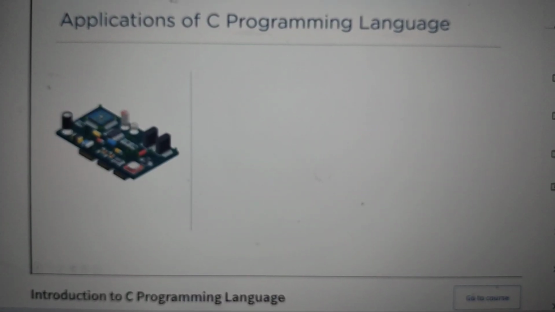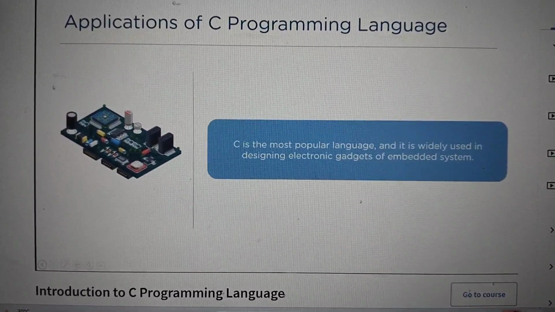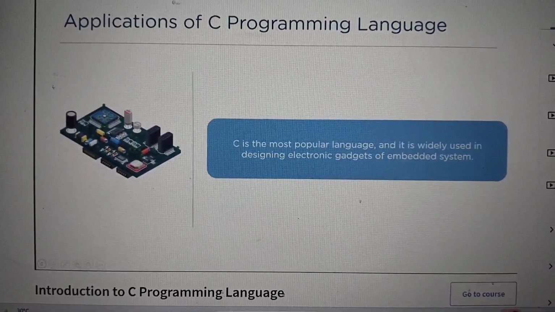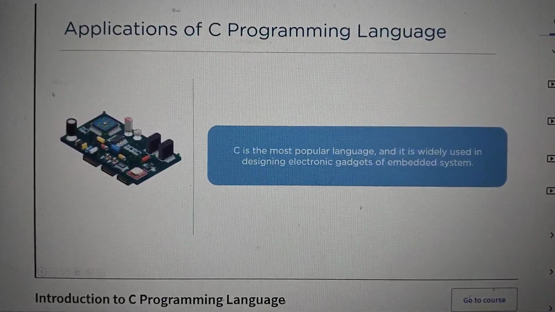Next, C is one of the most popular languages and is widely used in designing and developing embedded systems for electronic gadgets. Also, the software burnt into the embedded systems is developed using C.